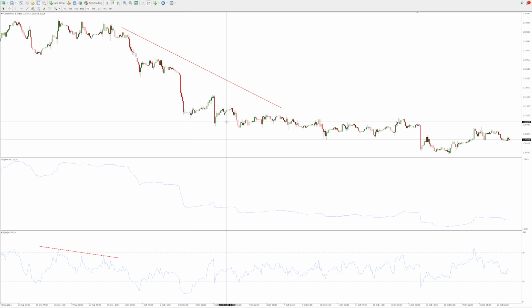Now, I think that there's no magic indicator, and they will all give you false signals, and perhaps you'll miss trades, because well, you will miss trades whatever indicator you're using, which is why I always prefer to use price action, support and resistance levels.